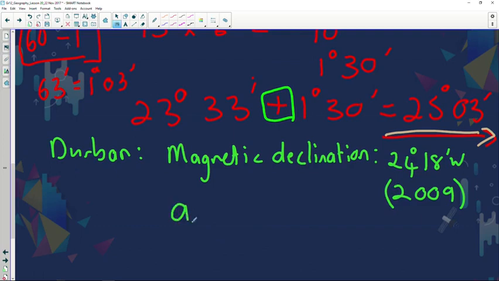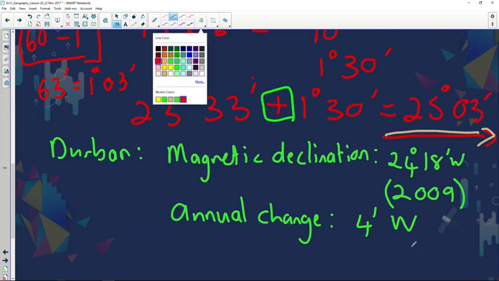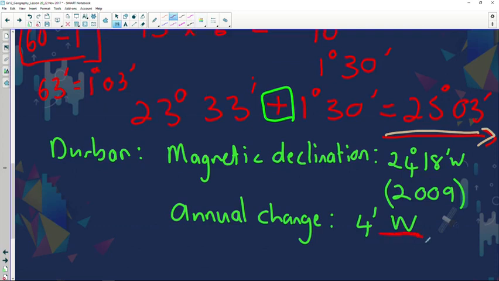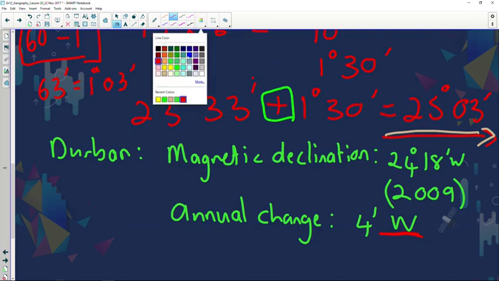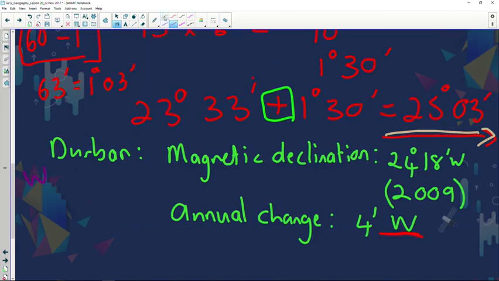The annual change, the yearly change, is 4 minutes west. Now once again, pay attention to the westerly direction, because what do we do with west? Let's just write it there in a small little block. West we add, east we subtract.